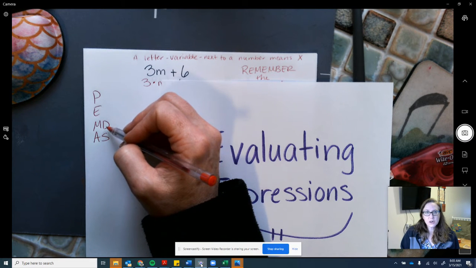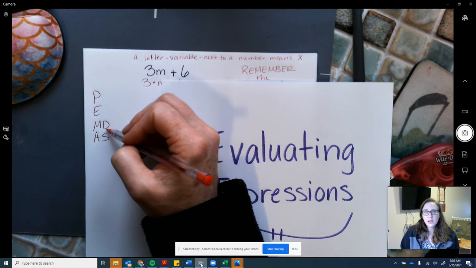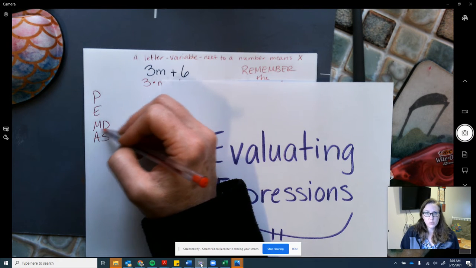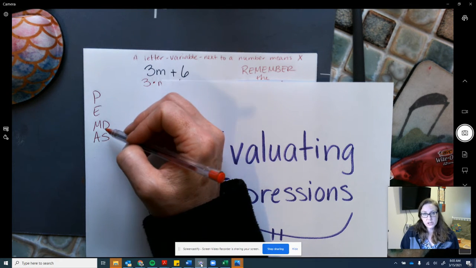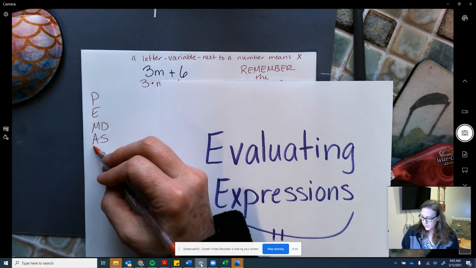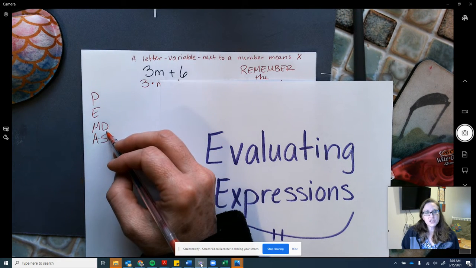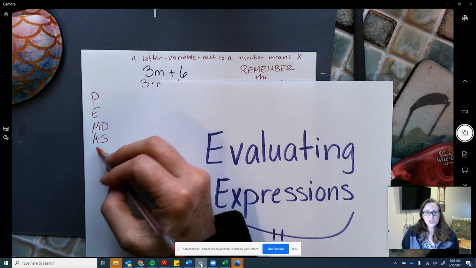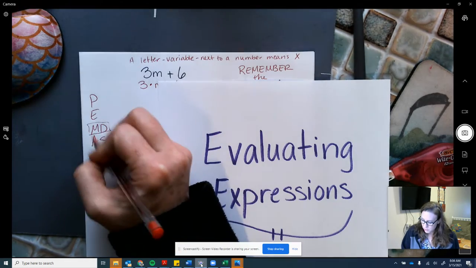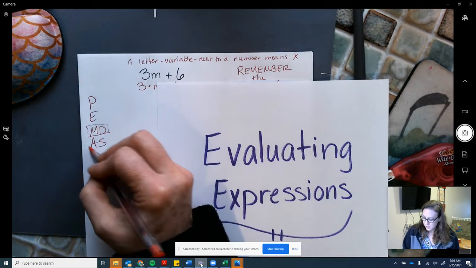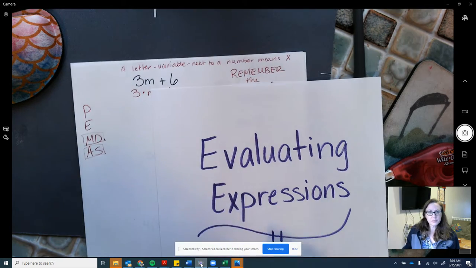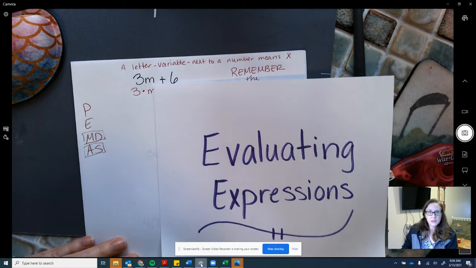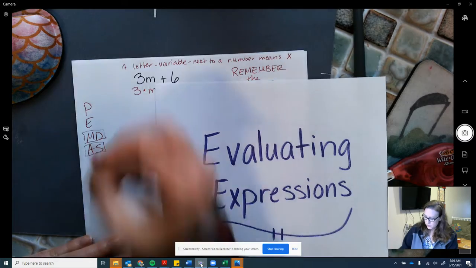Multiplication and division are equally important. One is not done before the other, but you do them left to right if you have more than one of them in the expression or equation at that point. Then after all of the multiplication and division is done, then you can do the addition and subtraction. And again, addition is not more important than subtraction. They are together, and so you go left to right.